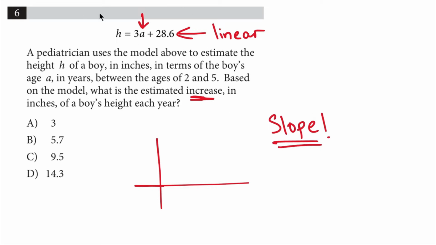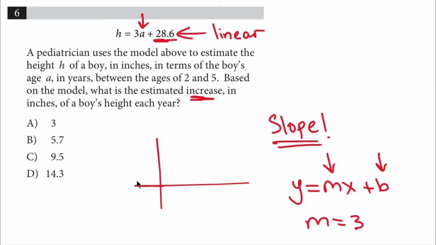Now in this equation, let's recall the linear equations are written in the form y is equal to mx plus b, where b is a constant, where here 28.6 is a constant, and m is the slope, where 3 is the slope. Alright, and x is a, the age, and y is h, the height. So therefore slope is 3. M is equal to 3, right? So that's your rate of change, and that line would look something like this. Therefore, boy's height increases by 3 inches every single year. 3 is the correct answer.